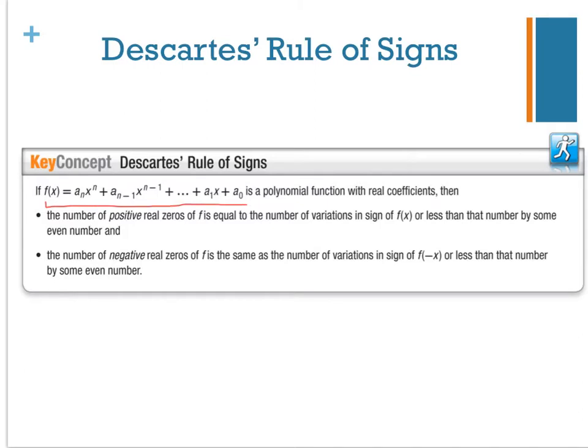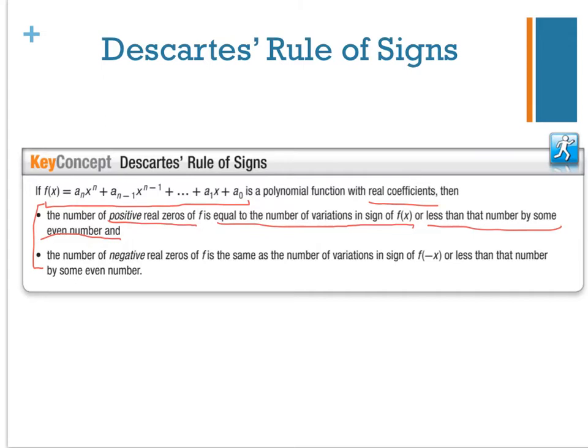So we talk about a polynomial being either a quartic function, a cubic function, a linear function, a quadratic function, or you could have a degree 5 polynomial, which your highest exponent is 5, or anything higher than that for a degree. So, we have a polynomial function with real coefficients. Then there's two possibilities here. The number of positive real zeros of f is equal to the number of variations in sign for the function, or less than that number by some even number.